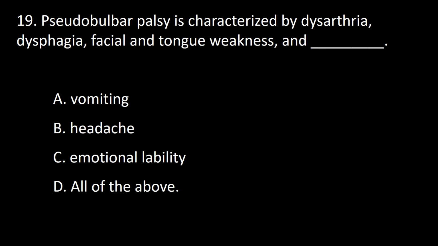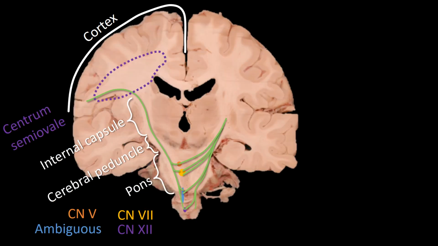Pseudobulbar palsy is characterized by dysarthria, dysphagia, facial and tongue weakness, and dash. A. Vomiting. B. Headache. C. Emotional lability. D. All of the above. All non-ocular brainstem lower motor nuclei are supplied bilaterally by the cortical motor area, except the lower motor neuron of the lower facial motor nuclei, as depicted in this frame.